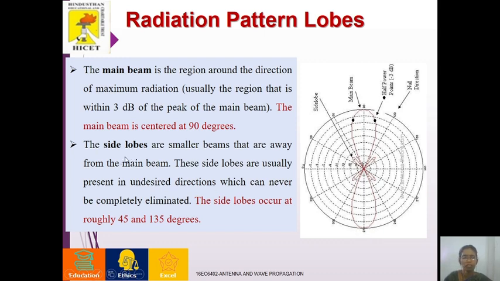Coming to side lobes, the side lobes are smaller beams that are away from the main beam. See here, these are all the side lobes. These side lobes are usually present in undesired directions which can never be completely eliminated in design. In this diagram, the side lobes occur at roughly 45 degrees and 135 degrees.